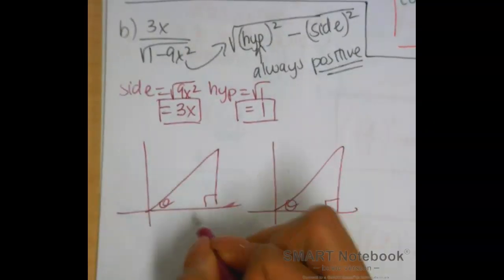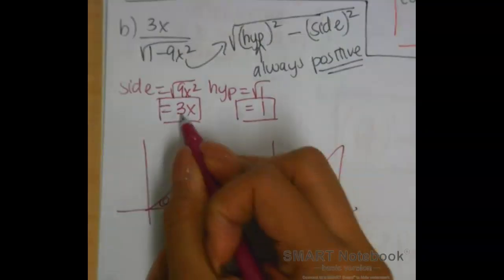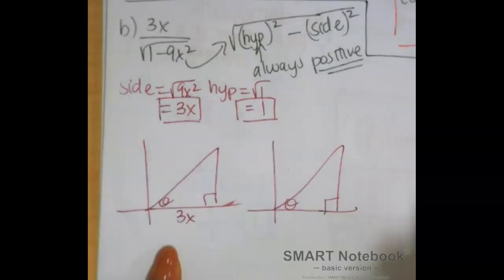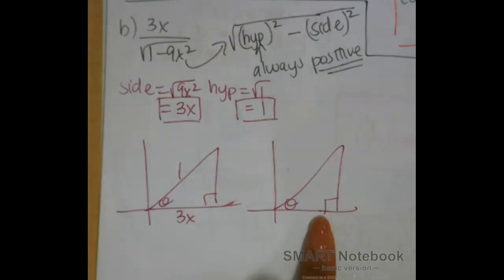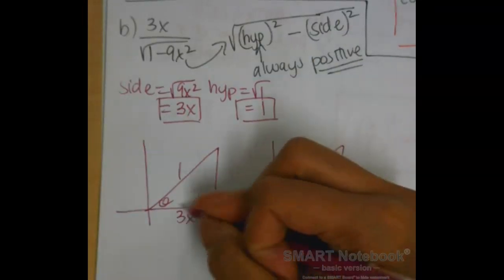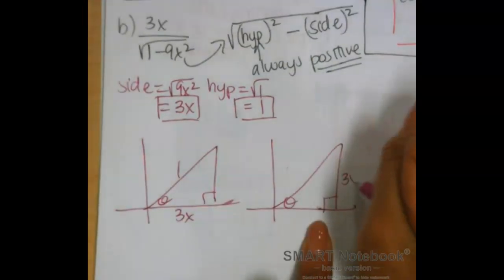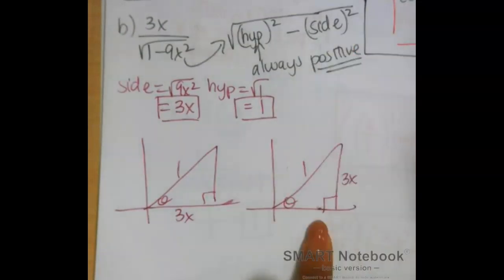So my first triangle over here, you can pick whatever side you want for the 3x. I'm going to put it down here as the adjacent side. The hypotenuse should be 1. In the other triangle, I have to do for sure, this 3x is no longer adjacent. I'm going to make it the opposite side. The hypotenuse, though, is still going to be 1.